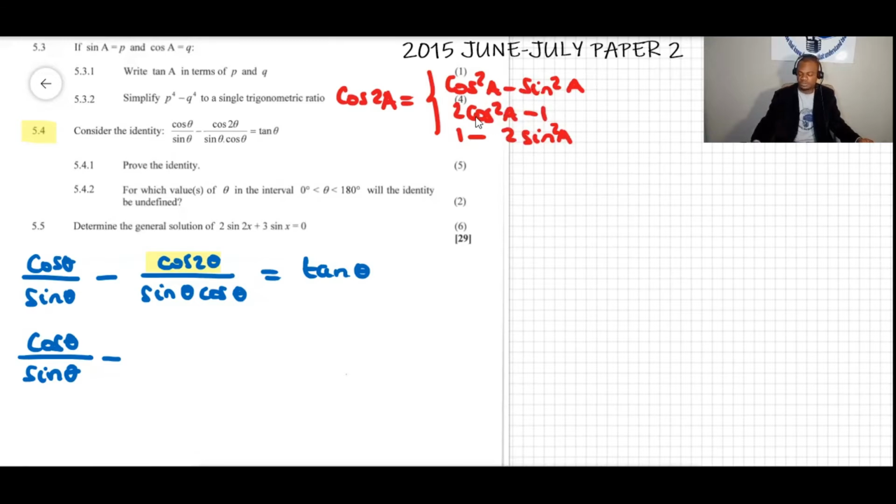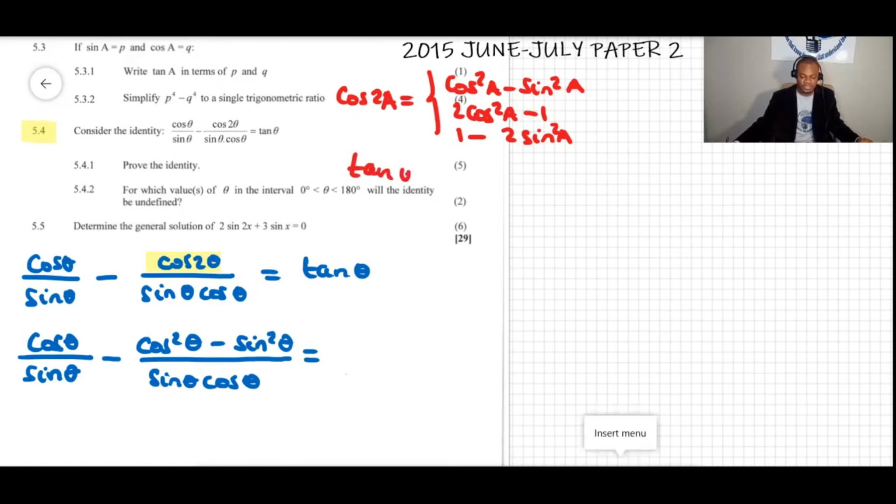I prefer to take the first one. So this will be converted to cos squared theta minus sin squared theta all over sin theta cos theta. And then for tan, we know this property that tan of the angle A is equal to sin A over cos A. So over here we will write sin theta over cos theta.